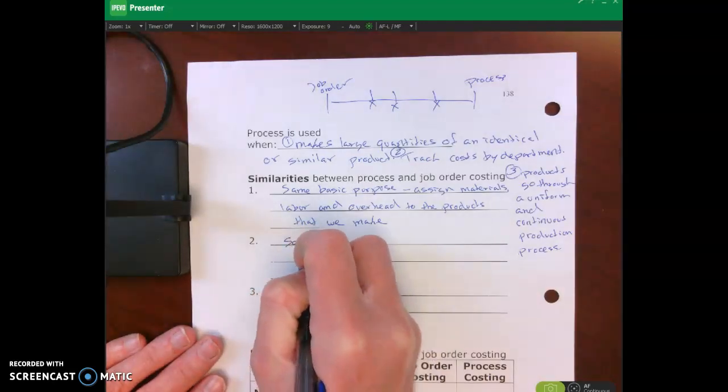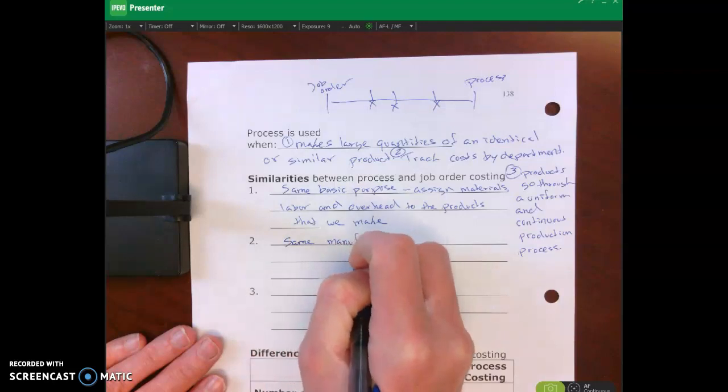We also have the same manufacturing accounts.